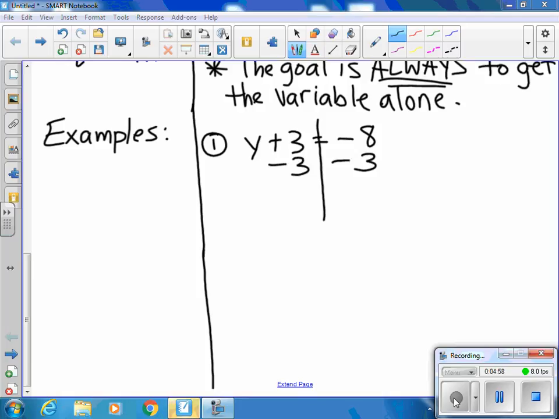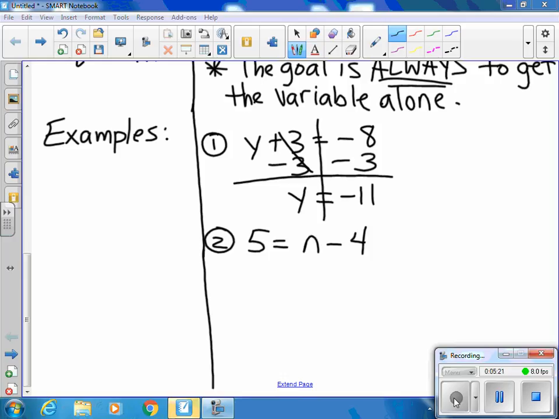And what this does is this allows us to cancel out the number. Positive 3 minus 3 makes 0, so now it's gone. That leaves us with y equals, and then you do the math on the other side. Negative 8 minus 3 is negative 11. So there's the answer. And that's the correct format as well. Right? So you want to make sure that you're showing your work, showing the format, and coming up with the right answer.